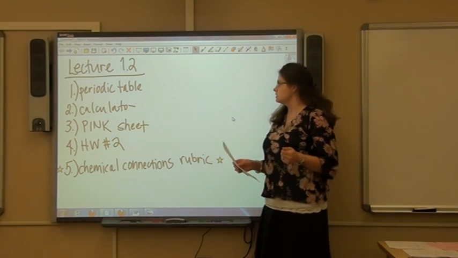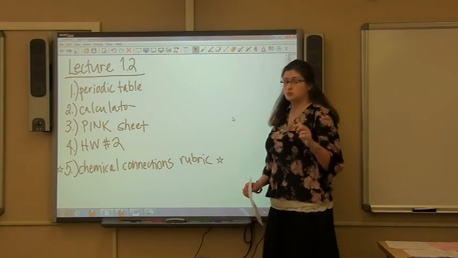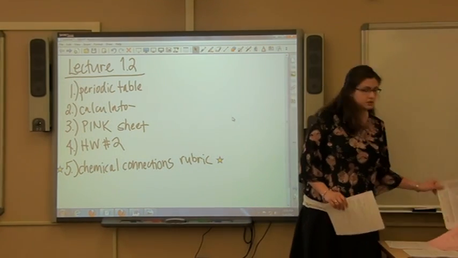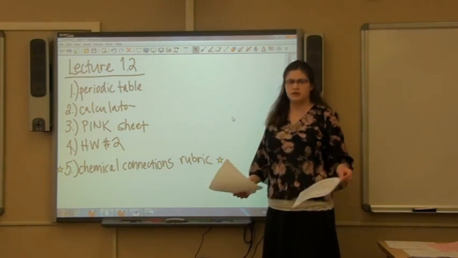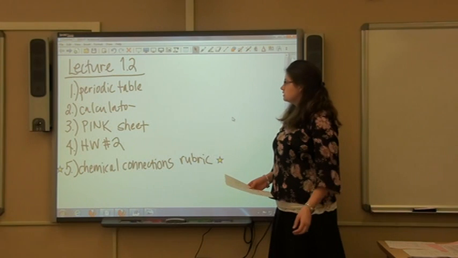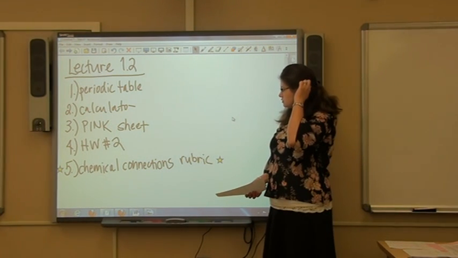Today you are going to need a couple of things to gather together before you start viewing the lecture. You'll need your periodic table, the one that I mailed to you. You'll need your calculator just to do some basic math functions. You'll need your pink sheet, homework number 2, and the chemical connections rubric.